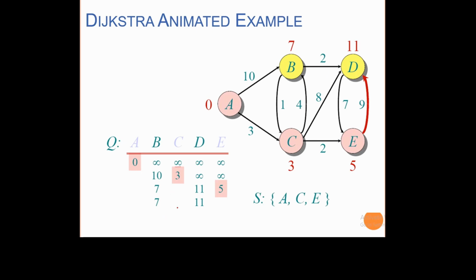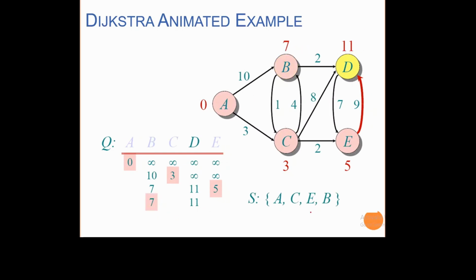नाउ चूज अनदर वर्टेक्स विद द मिनिमम की वैल्यू. इट इज 7 और 11. ओके. एंड 7 और 11, सो द मिनिमम की नोड फ्रॉम 7 एंड 11 इज B. Just choose B and modify its adjacent vertex key. So adjacent कौन सा है? C है, पर ये process हो गया है. D है, इसकी key है 11 और ये हो गया 7 plus 2, 9. So ये modify होके कितना हो जाएगा? 9. So B will be added here and this will be the scenario of the key.